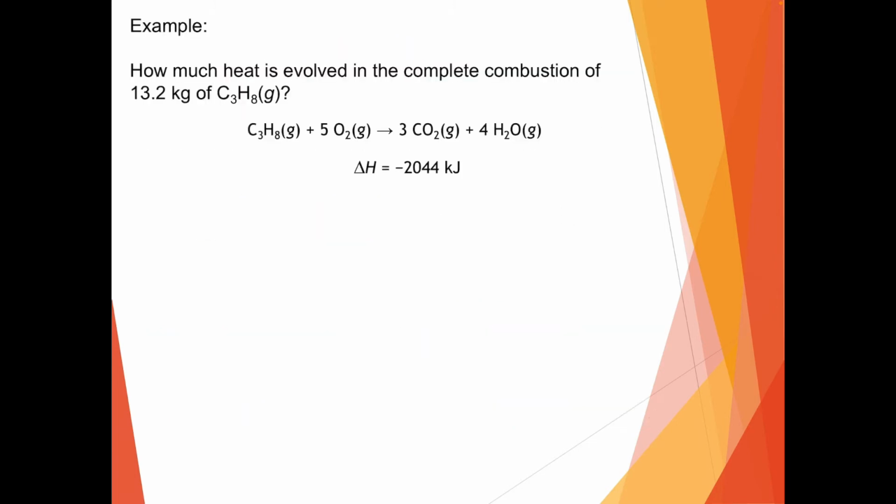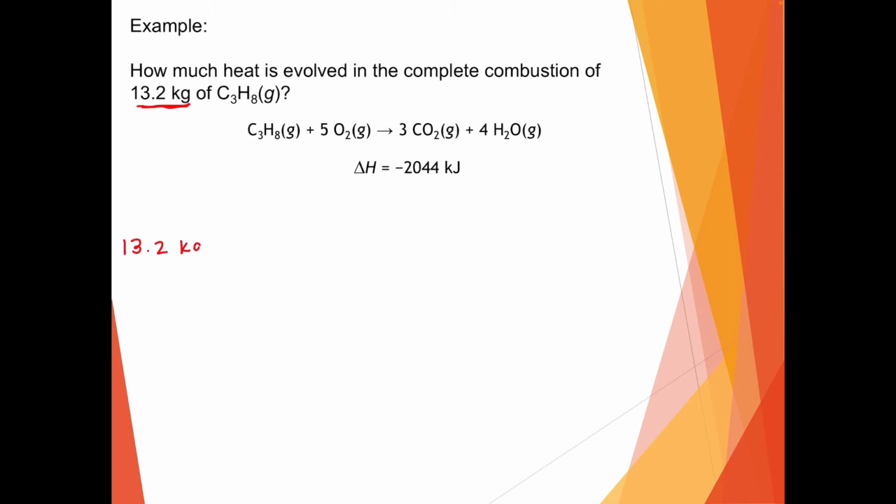So let's go ahead and see this in action. This says, how much heat is evolved in the complete combustion of 3.2 kilograms of propane? So this is the same reaction from the previous slide. Now we're going to use it to see how much heat is evolved. So we have kilograms of propane, so we need to turn that into grams of propane so that we can turn it into moles of propane, so we can use this stoichiometric relationship between moles of propane and kilojoules. So let's go ahead and try this out.